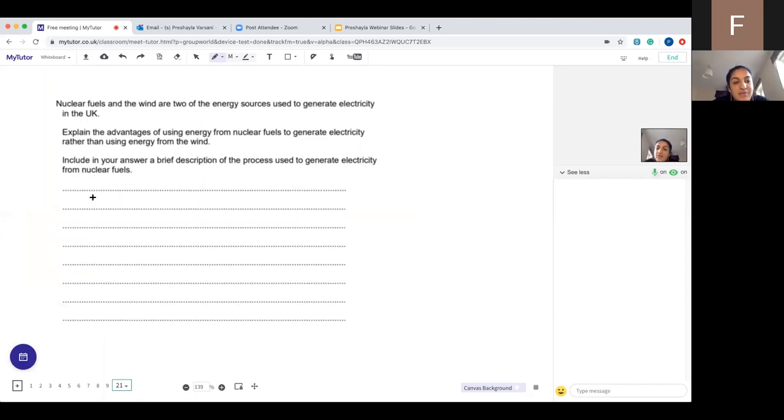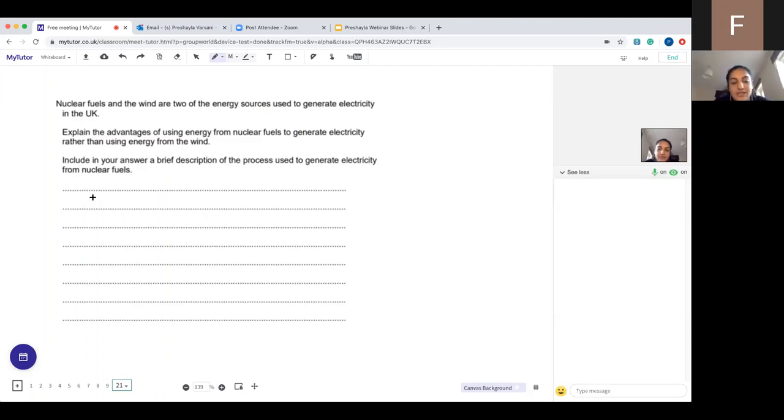So this one is comparing nuclear fuels and wind as 2 energy sources which we use to generate electricity in the UK. So it's taking care of the uses for you, and it's told you that both create electricity. It's asking you to explain the advantages of using energy from nuclear fuels over using energy from wind. Okay, so why would we use nuclear fuels more than using wind?